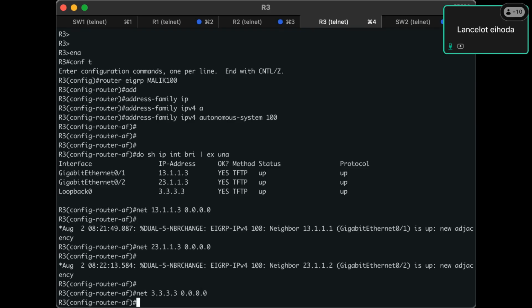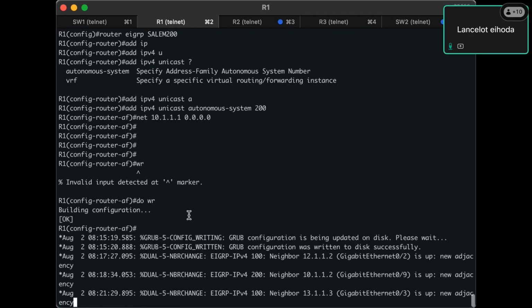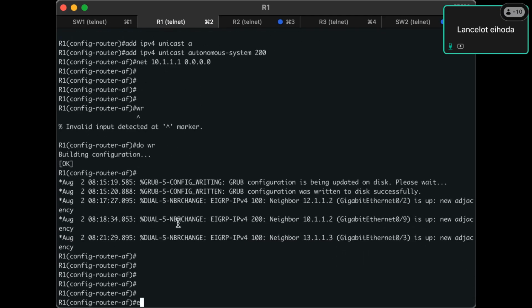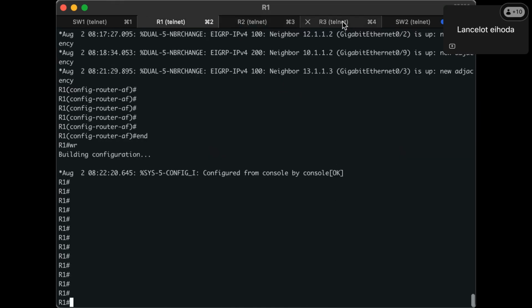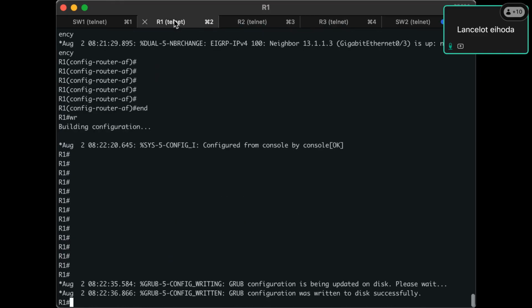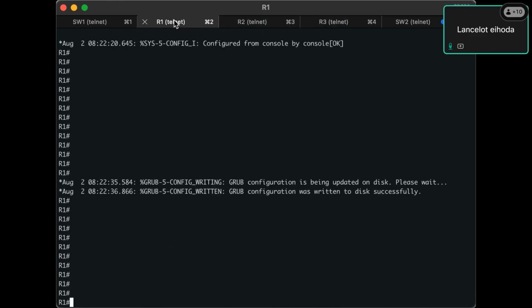So now that we think we are done, let's see if we can verify what we did. Oh, all the adjacencies are coming up. Let's do a verification, right? Show IP route EIGRP 100, pipe, and then let's begin with that.